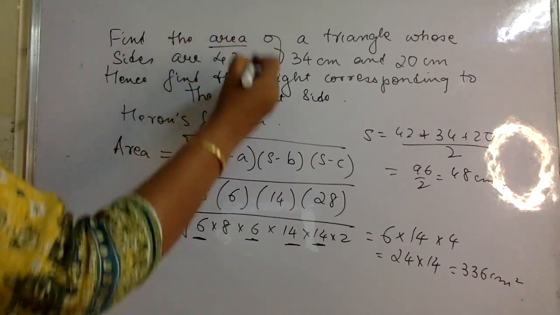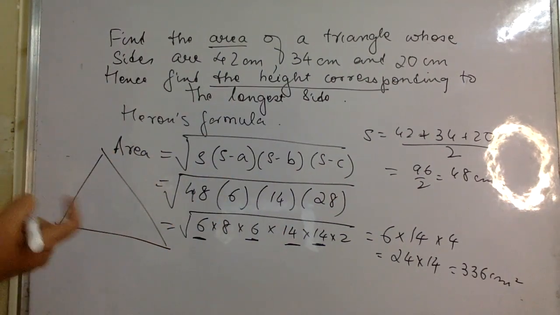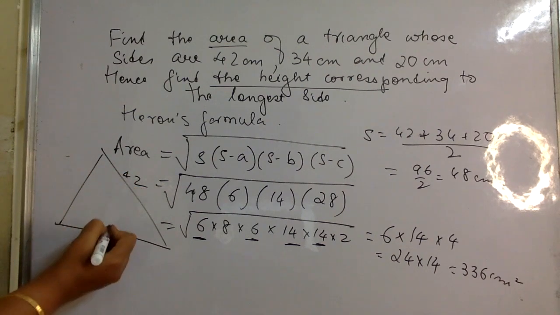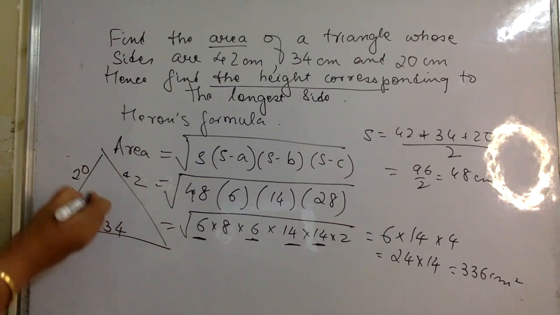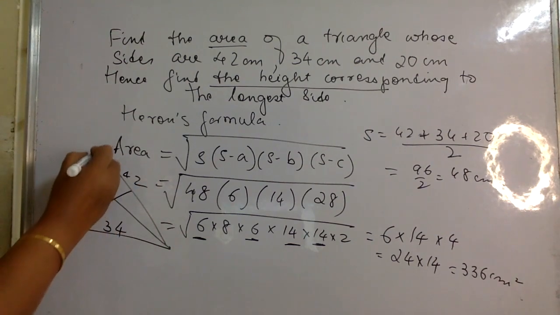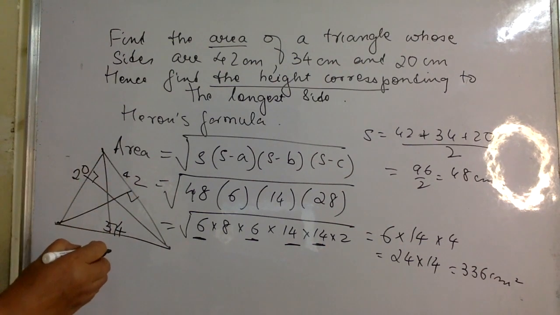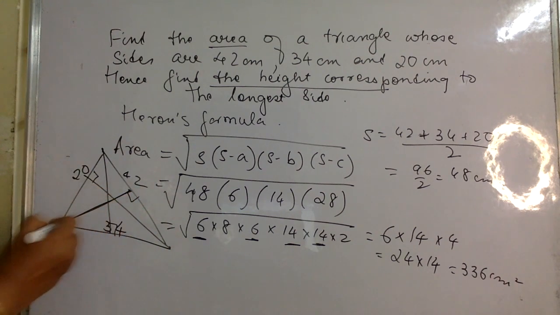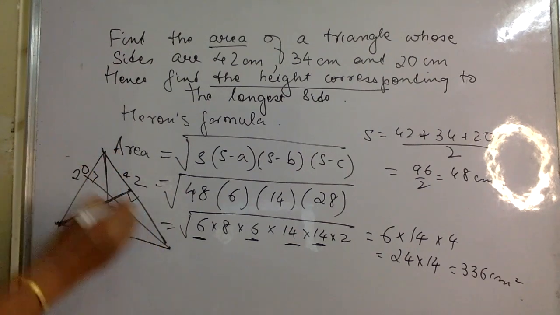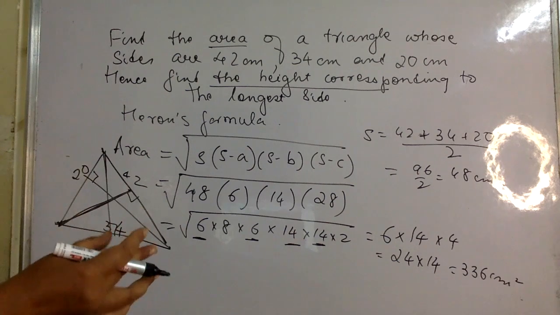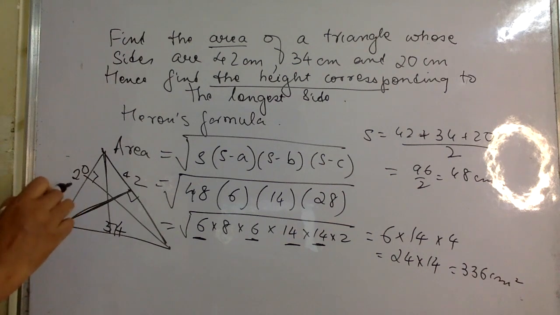One thing is area, and now here, corresponding to the longest side. Now what do they want to say? Many people don't understand what they are trying to say. I have 42 here, I have 34 here, and I have 20 here. These are the three sides of the triangle. Now this triangle will have three different heights. The line which is coming at 90 degrees, that is called height. So it has three different heights. But which height's length do they want? They want this. Why? Because this is corresponding to the longest side. This one is corresponding to 34. This one is corresponding to 20. So sometimes they can even ask you, find the height corresponding to the shortest side.